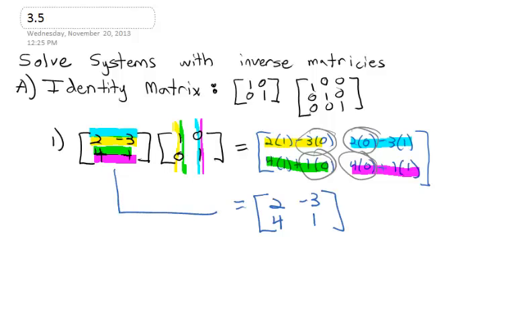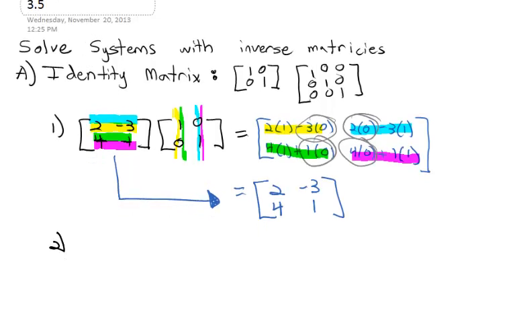And notice when we multiplied by the identity matrix, we get the same answer back. It does not change. This is the same as multiplying something by 1. 5 times 1, you get 5 again. It doesn't change the value. Multiplying by the identity matrix will give you that same matrix back again. It does not change the value.